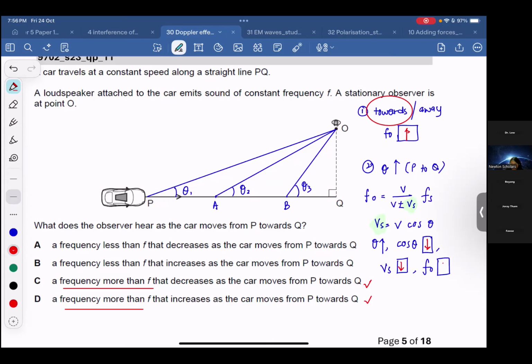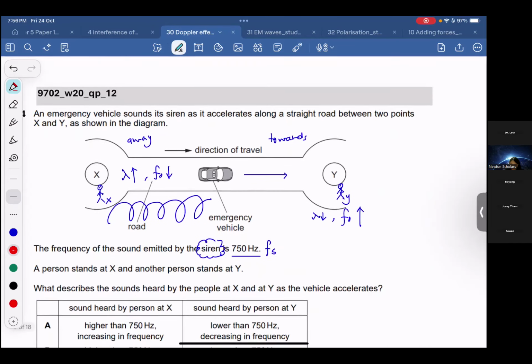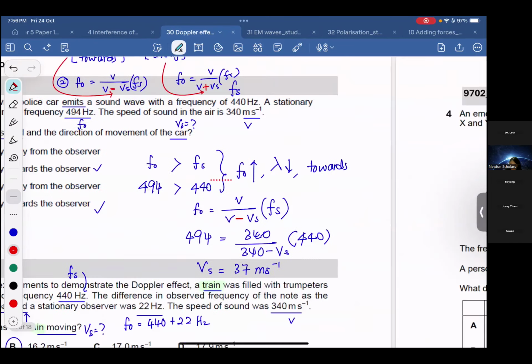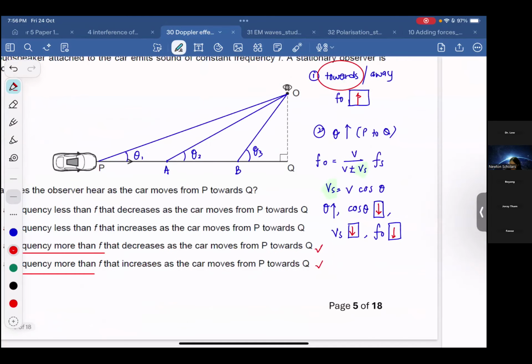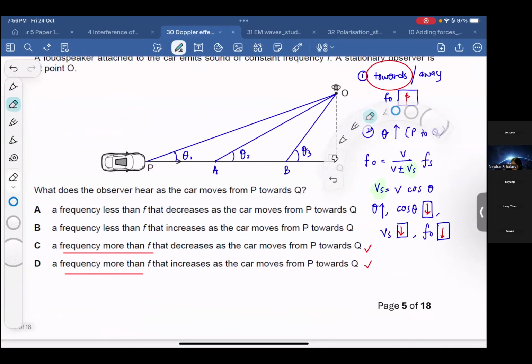So your observed frequency is given by the formula with Vs. Wait, let me have a look. Vs should be positive. Oh, this one is towards. So towards, here it should be a minus. Okay, this one should be a minus. So at here, let me change.